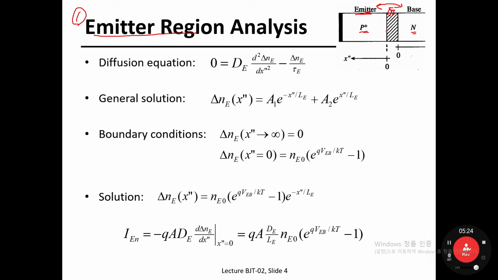So as we know, many holes would be injected into the base region. But since this lecture title, take a look at it, is emitter region, right? So many electrons are going to be injected into the P side because this is a forward biased junction.